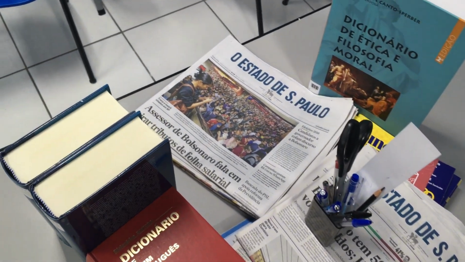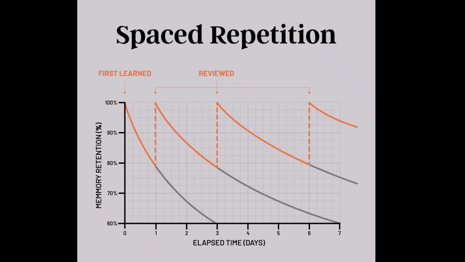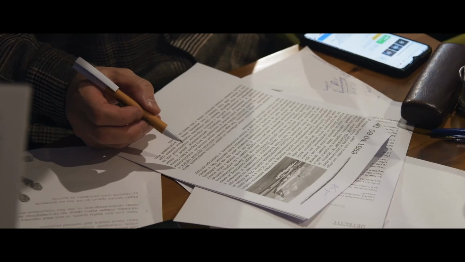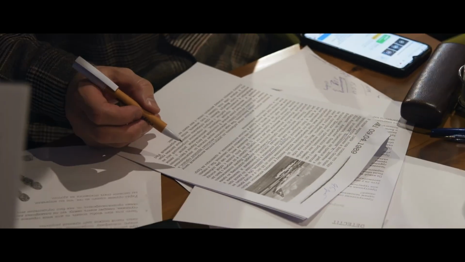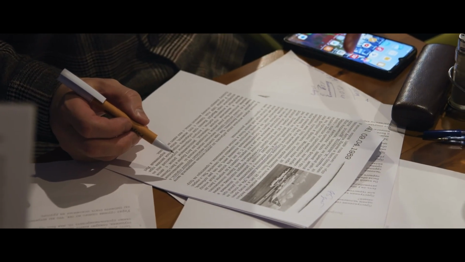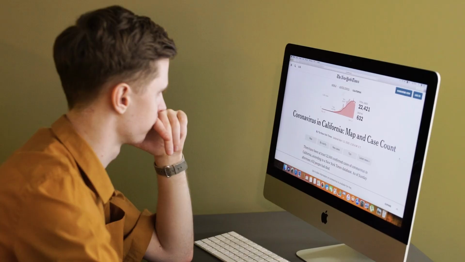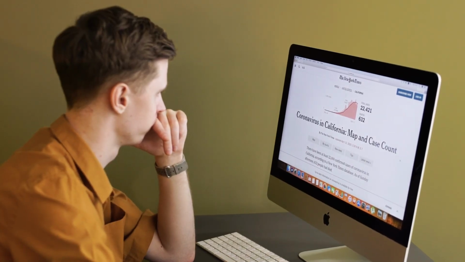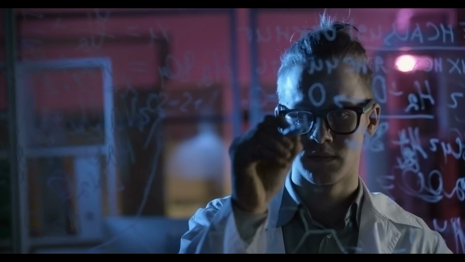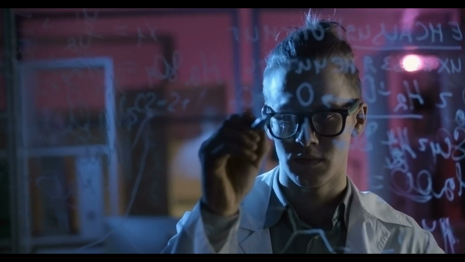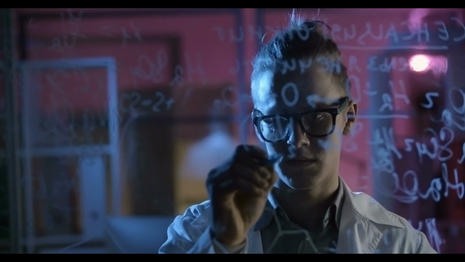For example, you might review a fact after 1 day, then after 3 days, then a week, and then a month. Each review strengthens your memory, making it less likely that you'll forget the information. The brain's natural tendency to forget is countered by these well timed reviews, ensuring the information is retained for longer periods. The intervals between reviews are adjusted based on how well you remember the information.